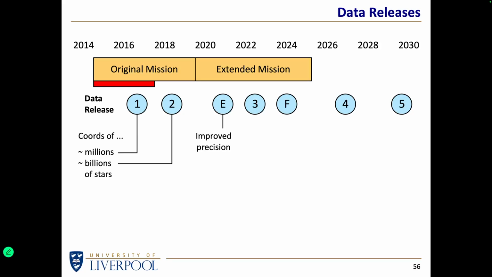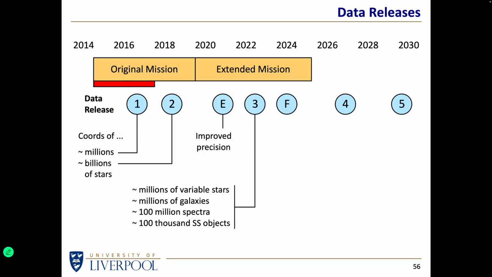Data Release 3 in 2022 not only produced highly accurate positions of billions of stars, in addition, it produced data on millions of variable stars. Remember, it's measuring the brightness of the star, not only their positions. It also gave us information about millions of galaxies. Some of those galaxies were very distant, so-called quasars, very bright galaxies, very distant parts of the universe.